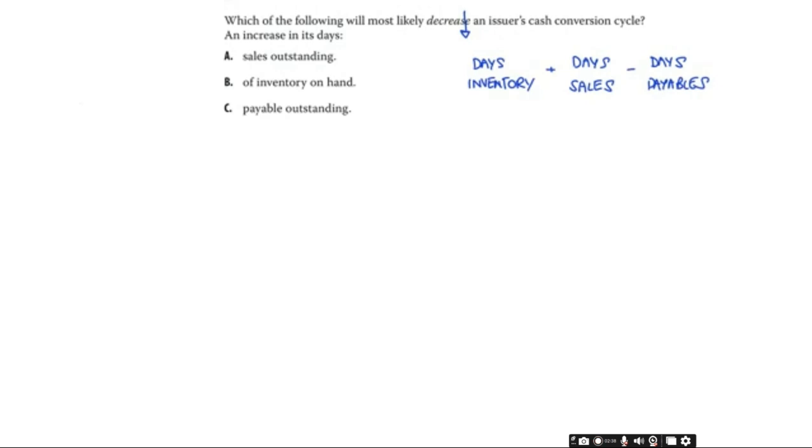We can decrease the cash conversion cycle by decreasing the days of inventory, decreasing the days of sales, or increasing how long it takes to pay our suppliers, our days of payables. What do they match up with? A, sales outstanding, increase, nope. Inventory on hand, increase, nope. Increase payables outstanding, yep, it's got to be C.